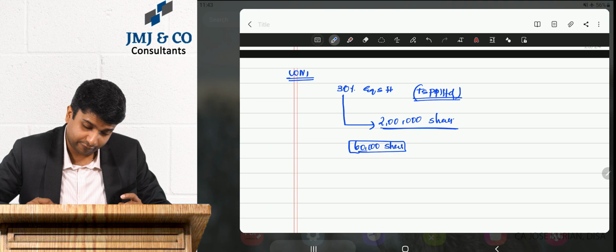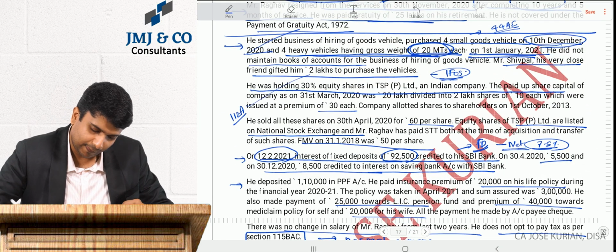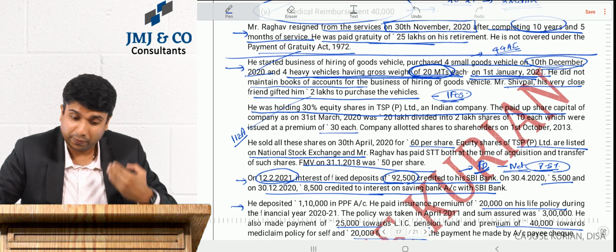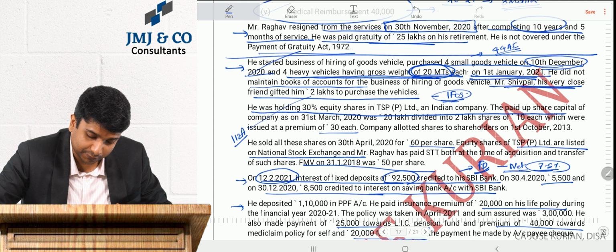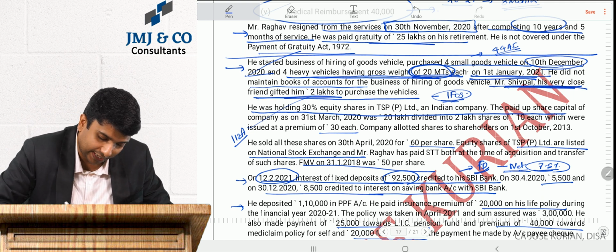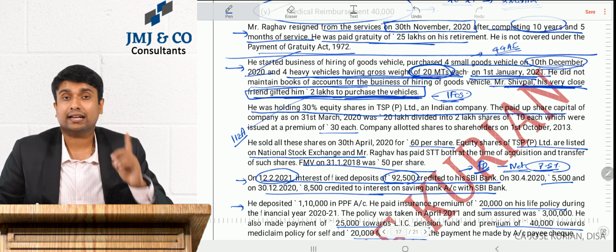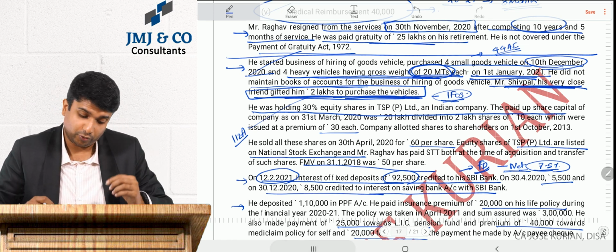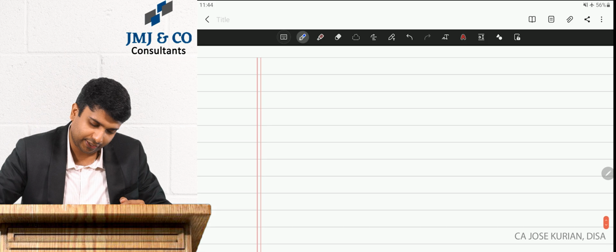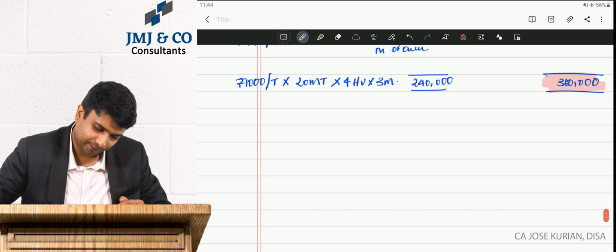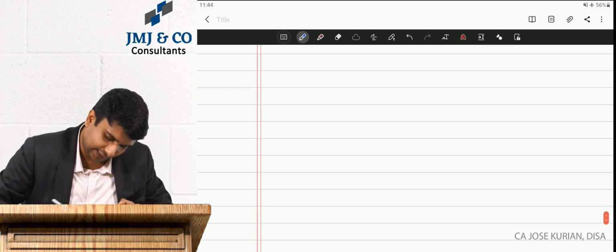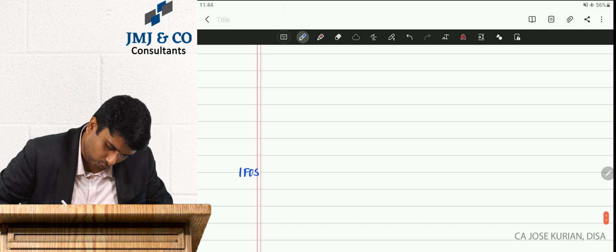And friends, one thing we have missed. In the previous paragraph, in relation to that business paragraph, his close friend gifted 2 lakh for the purchase of vehicle. Alright, so that 2 lakh has a bearing on IFOS. So I forgot to add that point. So what we can do, we can straight away open income from other sources, IFOS.